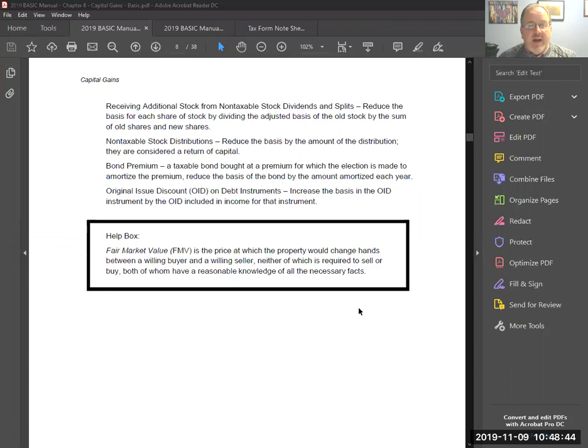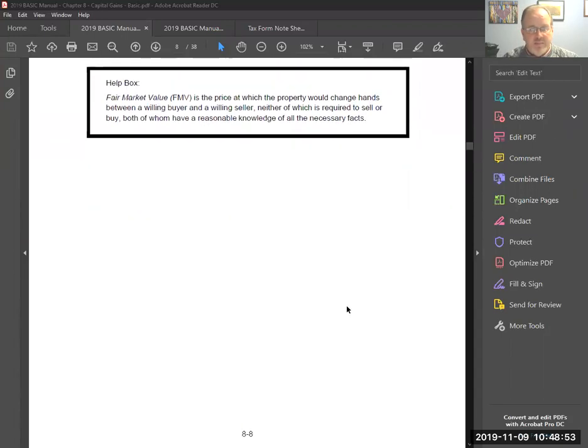That's what's going to determine the market value of that card. It doesn't necessarily have a price tag on it. It's just what the value would be should they want to make a transaction. That is our fair market value.